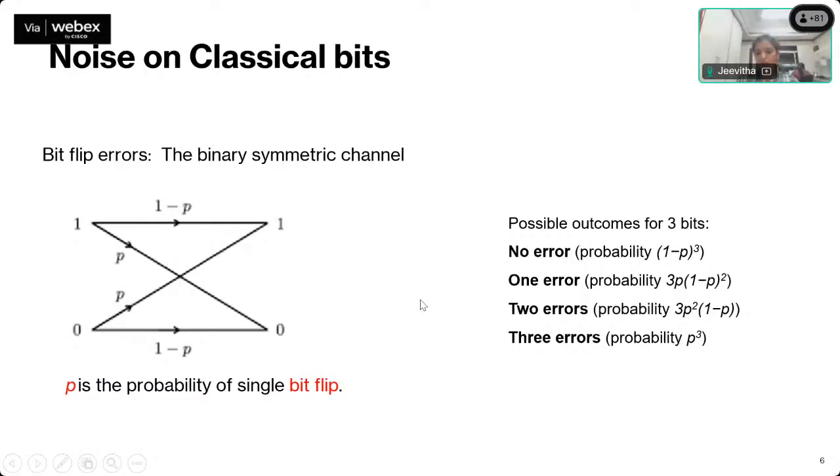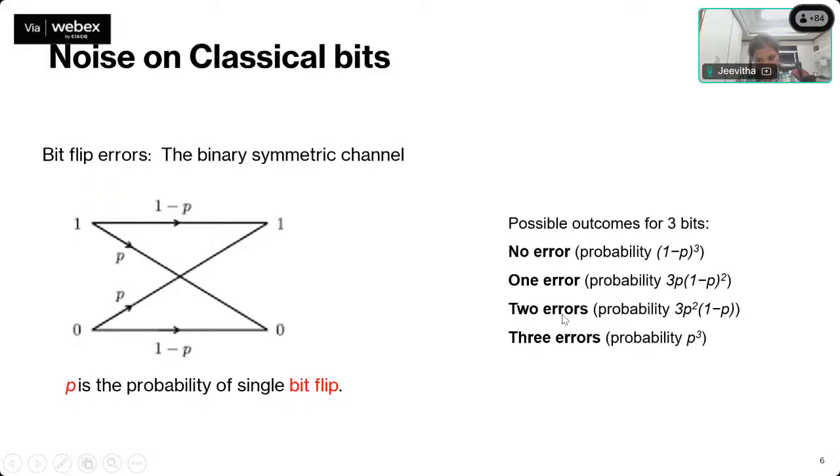Now the probability of error occurring in only 1 bit is P into (1 minus P) the whole square, and since we have 3 bits, we multiply by 3. So this is the error probability of 1 bit, and the remaining 2 bits are in the same state. The error hasn't occurred.